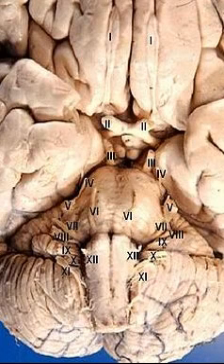Today I'm going to talk about the cranial nerves. There are 12 pairs of cranial nerves. You can see them on the inferior surface of the brain. This is the inferior surface of the brain.